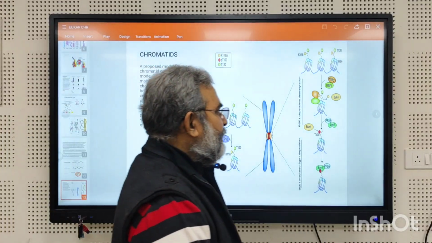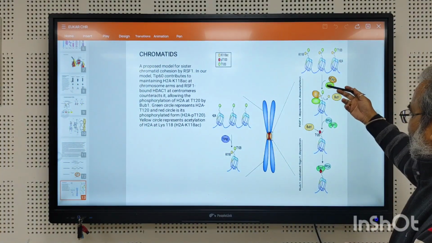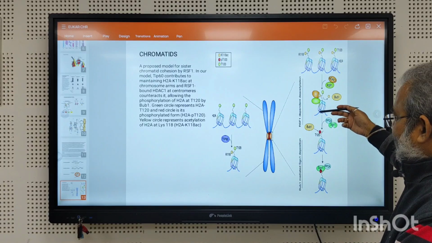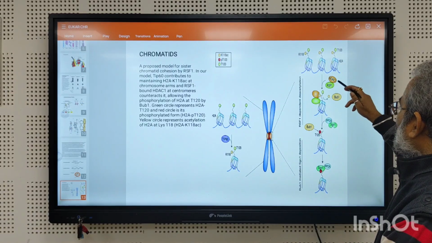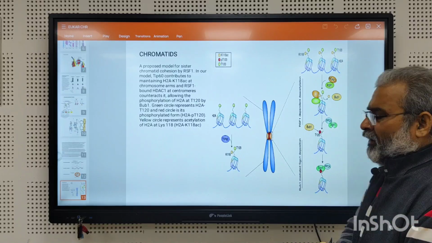Now you see here. The other factors which are responsible for the condensation are different proteinous components described.